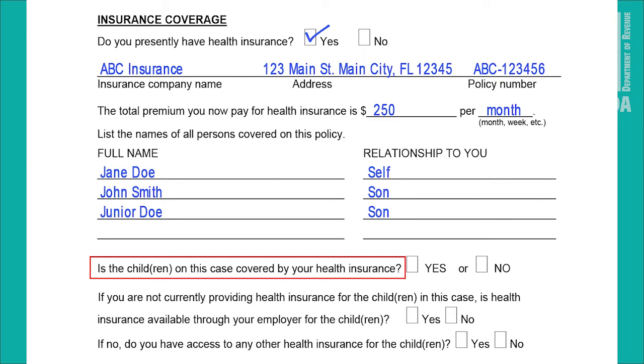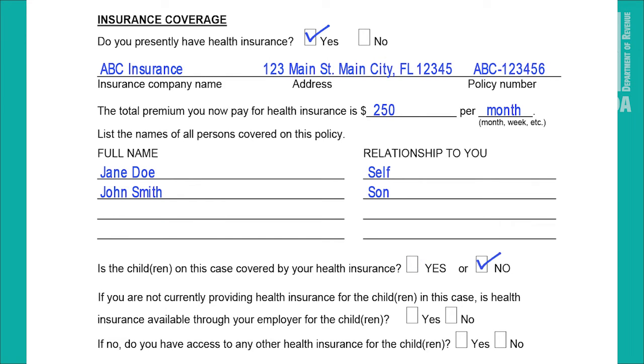If the child or children on this case are covered by your health insurance, mark Yes on the next question and skip to the next section, Child Care Expenses. If the child or children on this case are not covered by your health insurance, mark No on the next question and continue to answer the questions in this section.